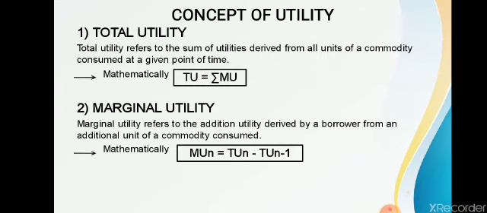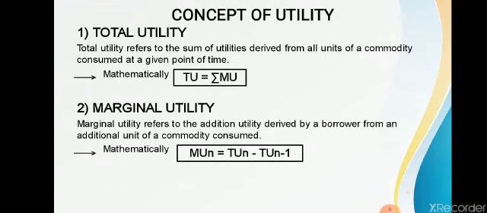Now let us come to the next part of utility, that is, what are the various concepts in utility. So basically there are two types: the first one is total utility and the second one is marginal utility. What is total utility? As the term itself indicates, total utility refers to the sum. Total utility refers to the sum of utility derived from all units of commodity consumed at a given point of time.